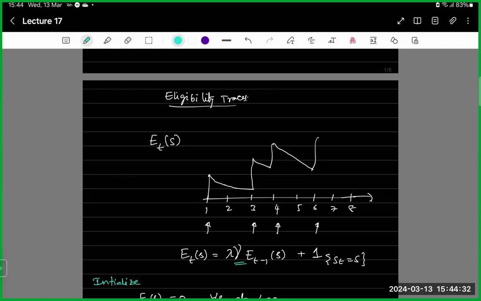So, how are we updating our E_t(s)? Whenever we visit that state, we are incrementing that by 1. And as time progresses, we are decaying it with this factor of lambda gamma. So whenever it has occurred, we incremented that, and it will keep decreasing by a multiplicative factor of lambda gamma.